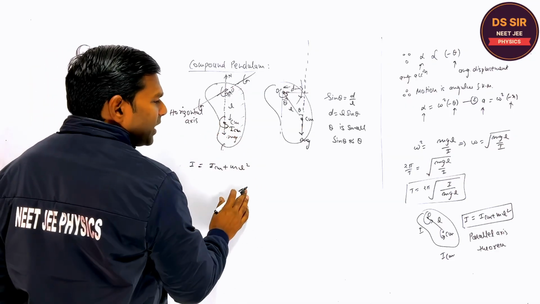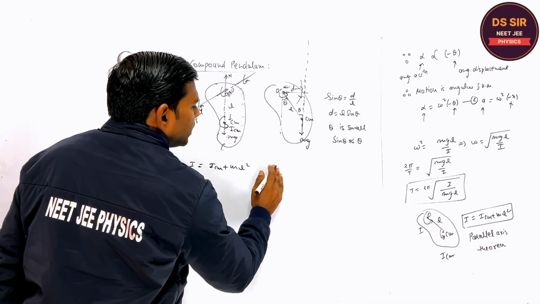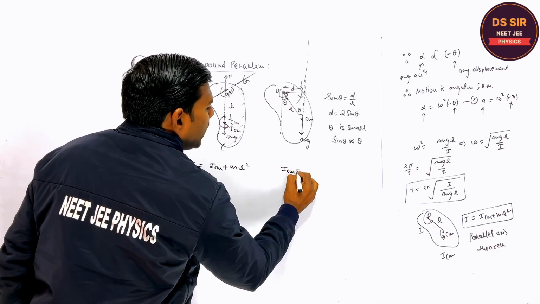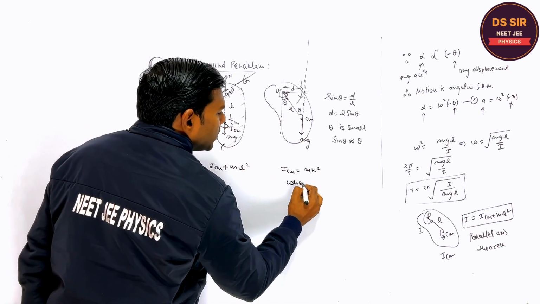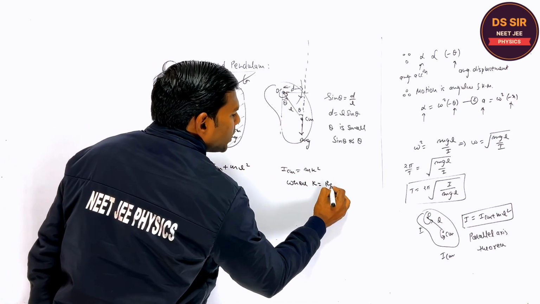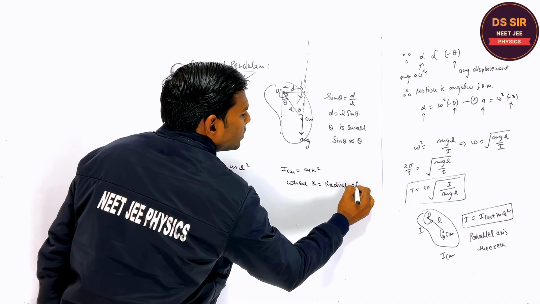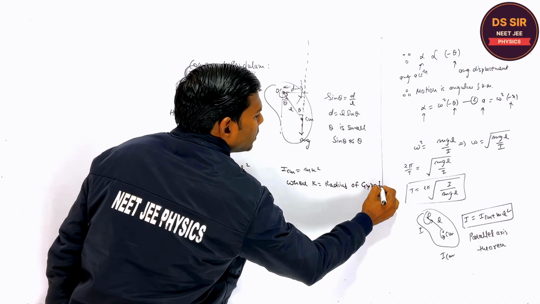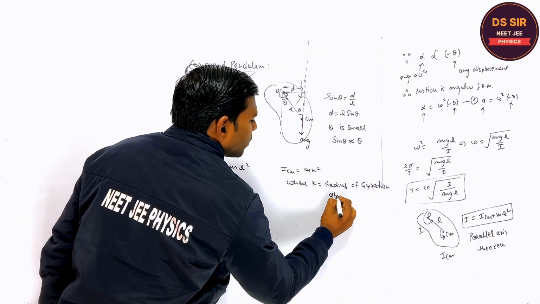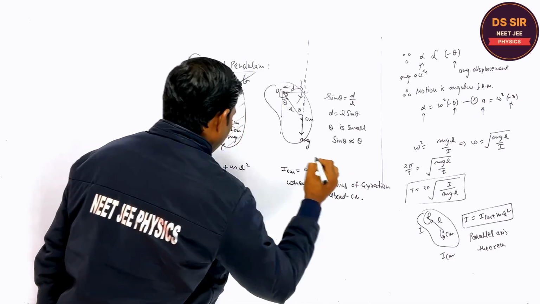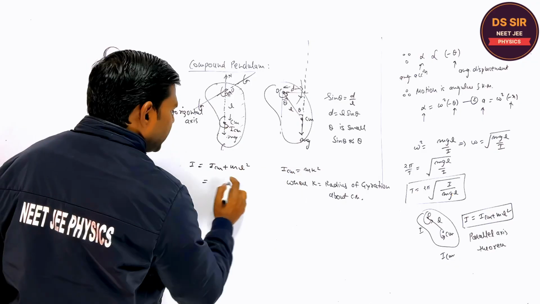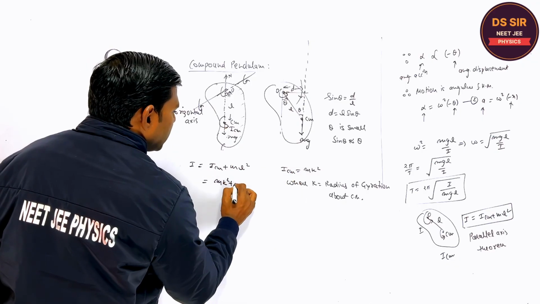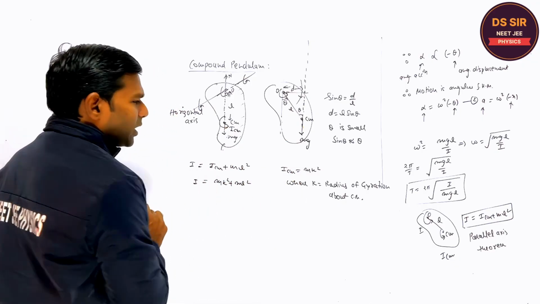If k is the radius of gyration, ICM is equal to m into k square, where k is the radius of gyration about the center of mass. Is it clear or not? So this ICM may be written as m into k square, plus m into L square.